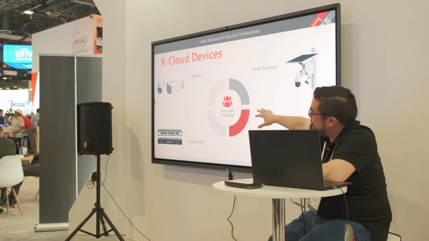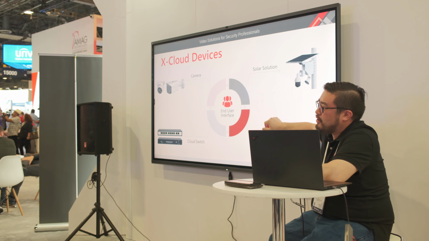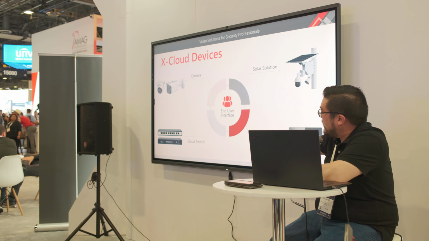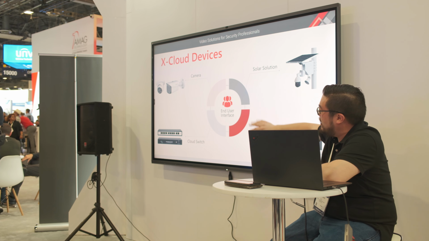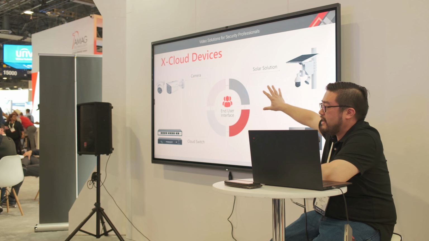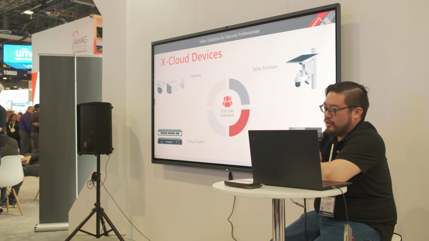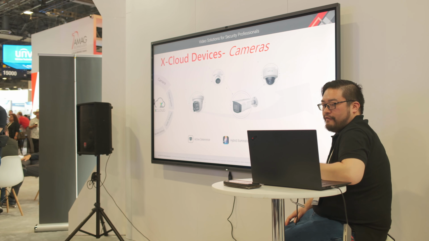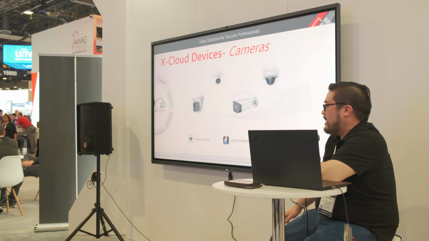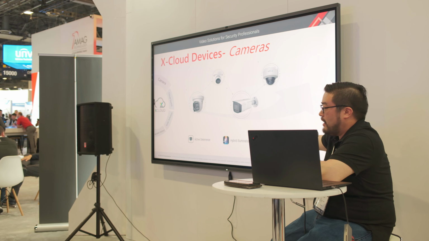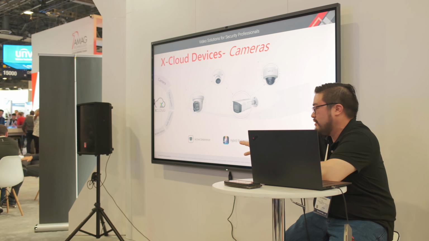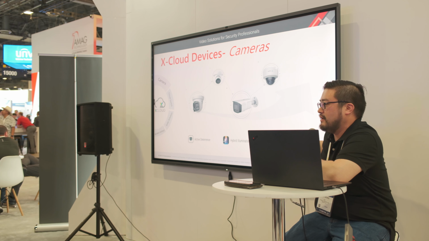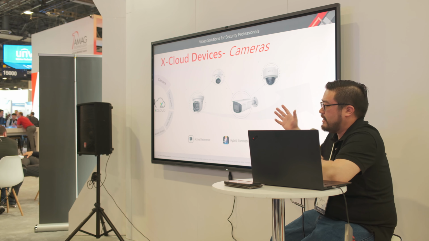So as I was saying before, we have 4 different categories. We have cameras, solar solutions, cloud switches, and access control that all can be accessed by the end user from an easy dashboard. For our cameras, you'll have the traditional offerings that I'm sure you're very familiar with: active deterrence, hybrid illumination, as well as the color 24/7 sensors that give great clarity at night.